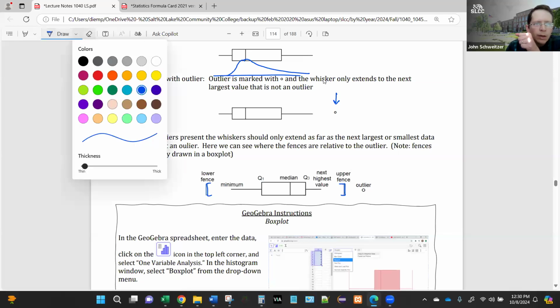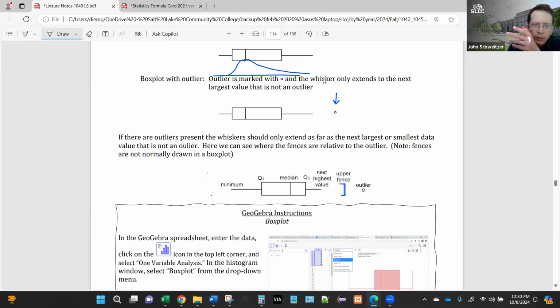It's just not how we do box plots. We use the lower fence and the upper fence to determine if we have outliers, and so we will calculate the fences. But when we have our final box plot picture, we do not include the fences. Please don't put them in. Okay, so that's what it'll look like at the end.